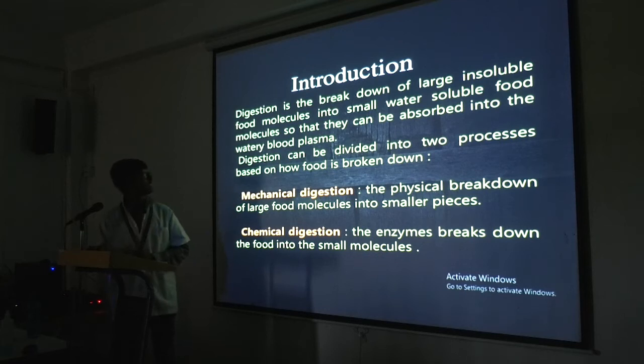Introduction. Digestion is the breakdown of large insoluble food molecules into small water-soluble molecules so that they can be absorbed into the watery blood plasma. Basically it is the process in which larger food molecules are broken down into smaller pieces so that the body can absorb them easily and properly assimilate the product. Mechanical digestion is the physical breakdown of large molecules into small pieces, which occurs before ingestion of the food molecules. Chemical digestion is done inside the stomach by the various enzymes and acids present there.